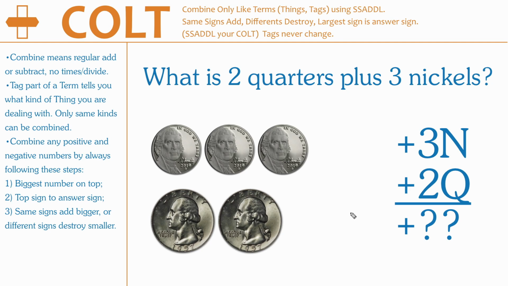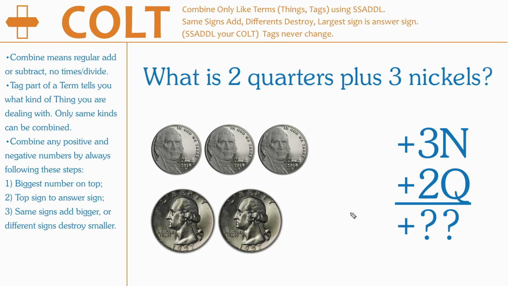You can add 3 nickels and 2 quarters and get 5 coins, 5 things, 5 objects. You can't get 5 nickels, you can't get 5 quarters. But if you change them to just generic things, objects, stuff, coins, well then that works. It's the same way with 3 apples plus 2 oranges: 5 pieces of fruit. See, now you take away the appleness of the fruit and the orangeness of the fruit, and you get 5 fruits.